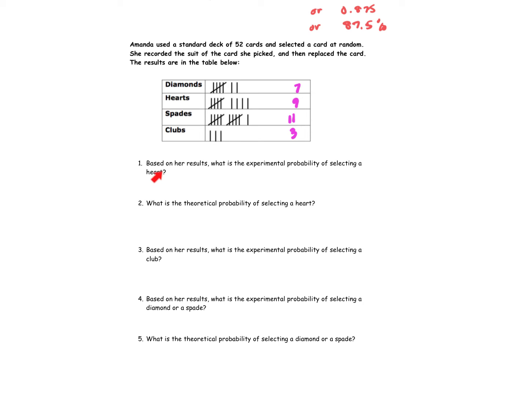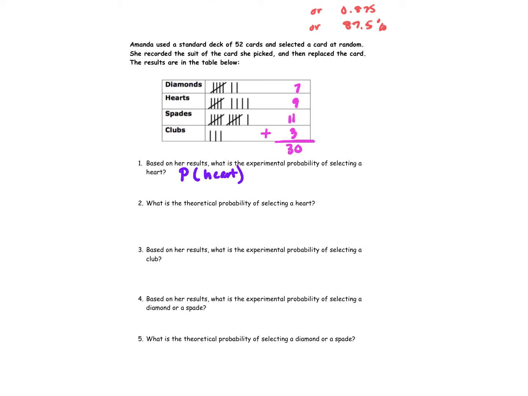So first question says, based on her results, what is the experimental probability of landing on a heart? So we're going to write the probability, and the event is heart, landing on a heart. And I see that that happened 9 times. But what I don't know is how many times she conducted the experiment. So in this situation, you would add all of these numbers, and the total of this looks like it's 30. So double check that for me, please.